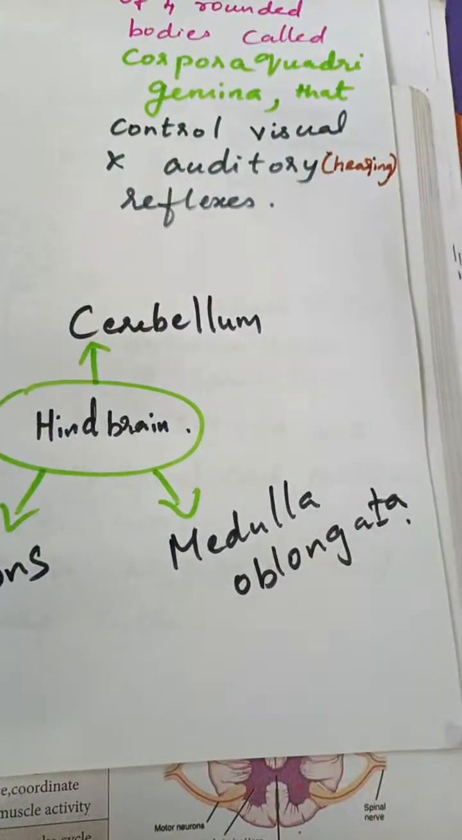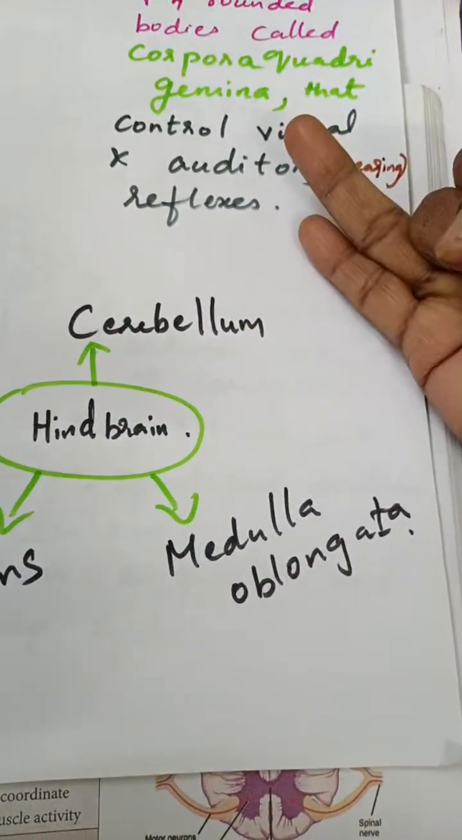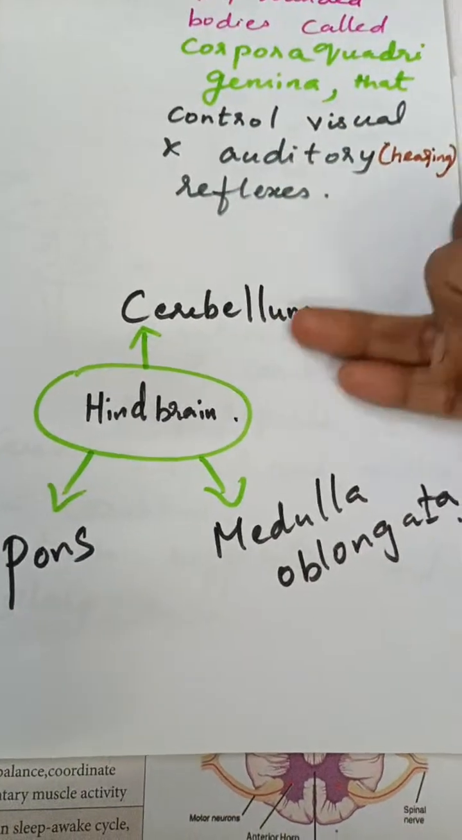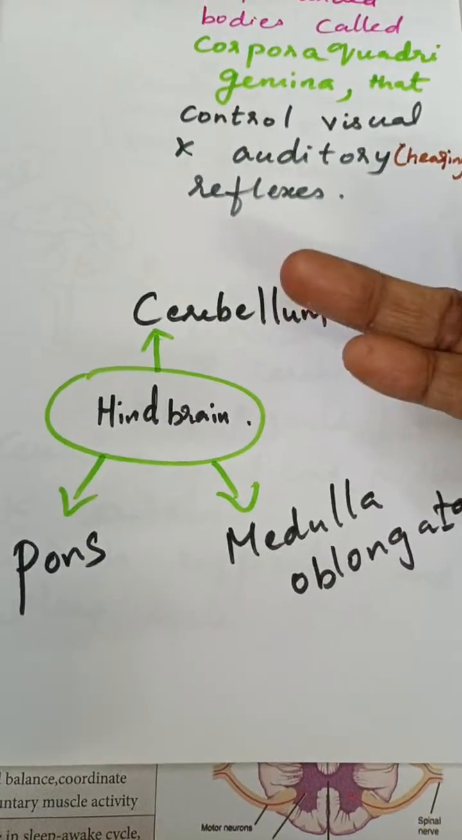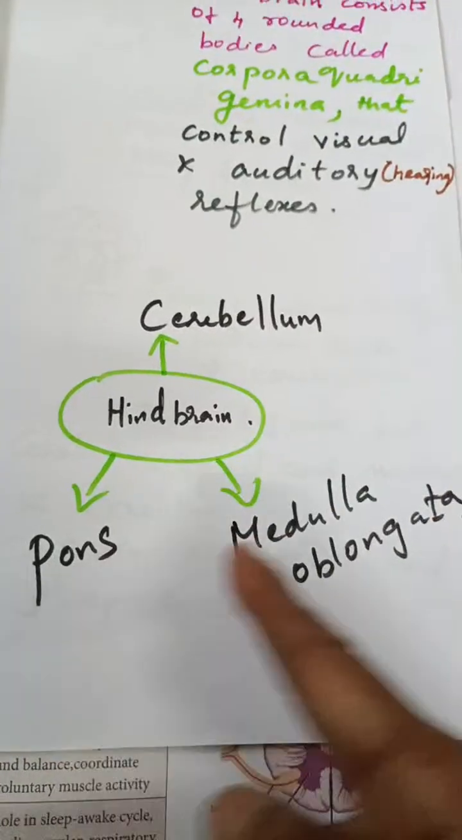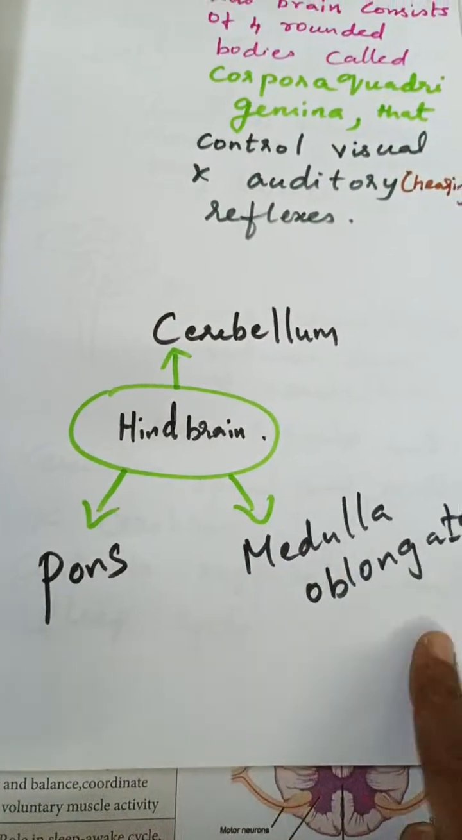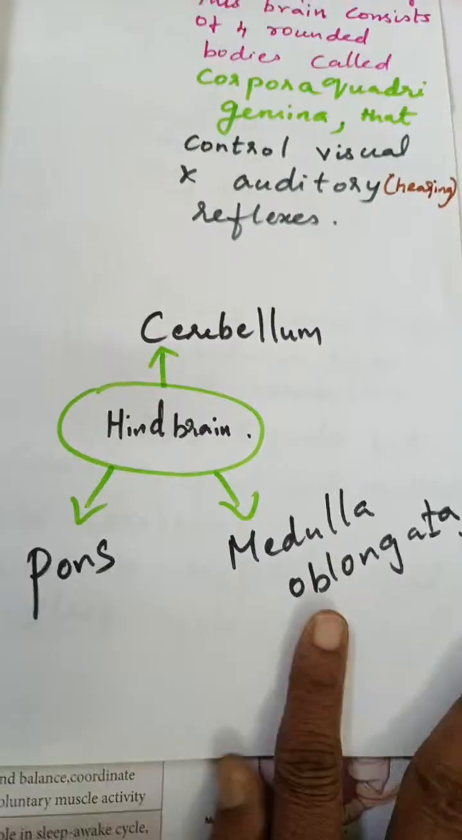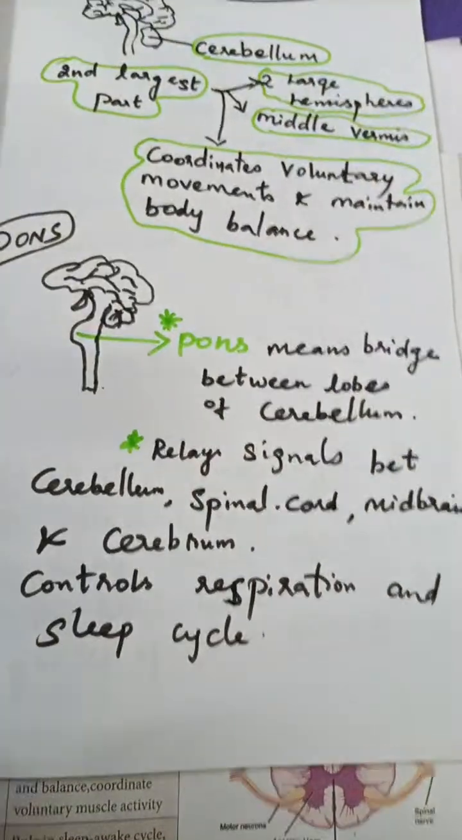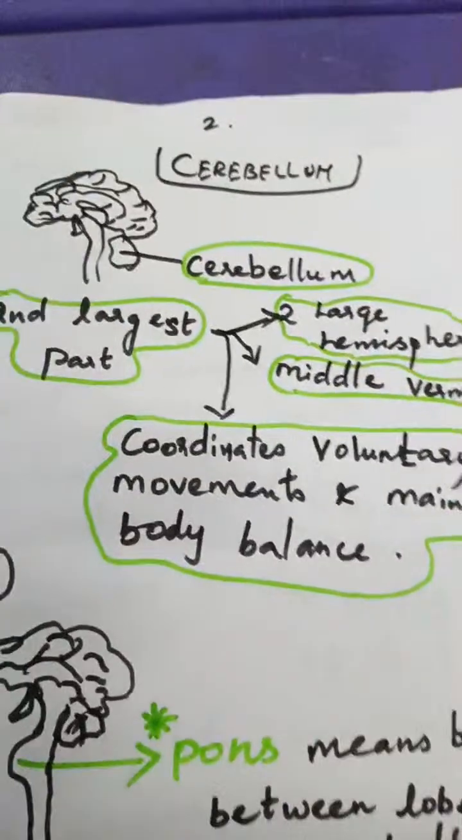So far we have studied about the forebrain, we have studied about the midbrain. Now we are in the last part of the brain, that is known as the hindbrain, which consists of three parts: the cerebellum, your pons and the medulla oblongata. Okay. So now let me explain the cerebellum. Look at this.